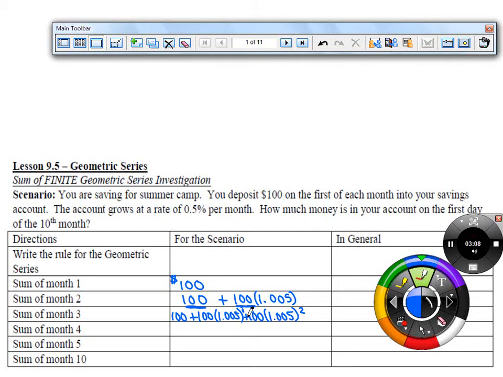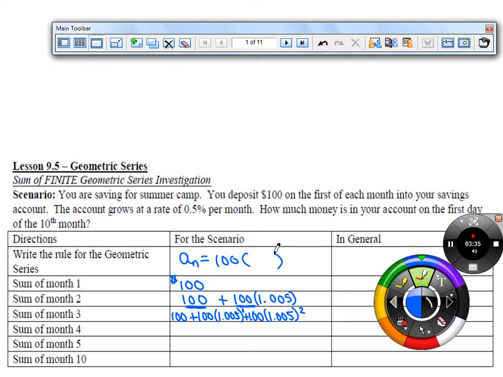So if you were going to write a rule, I'm not asking you to add them up right now, but I'm just asking you to review what you did before. If somebody wanted to find the 10th term or the nth term in this geometric series, what's the first term? Look at the way we've been writing out the series. The first term for each one of these is 100.